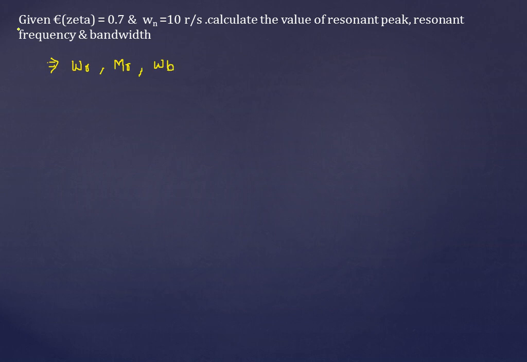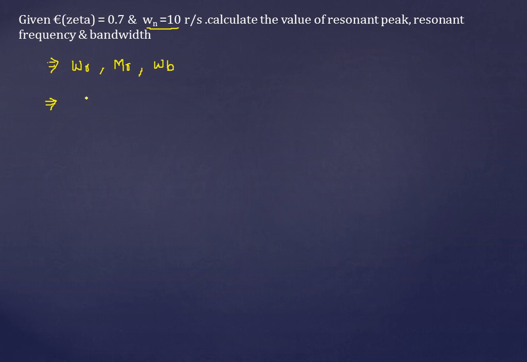In the question they have given the zeta value, that is 0.7, and the omega n value, where omega n is the natural frequency, that is 10 radians per second. They have asked us to find the value of the resonant peak, resonant frequency, and the bandwidth. We already discussed the frequency domain specifications, so one by one we will calculate them.